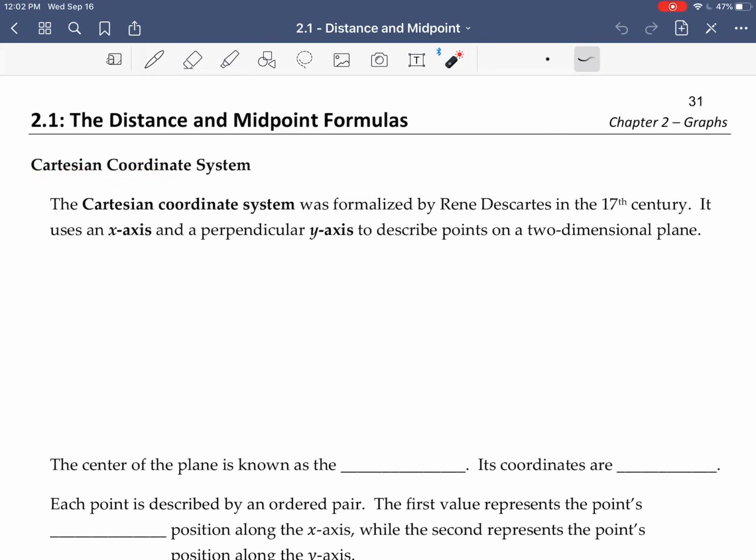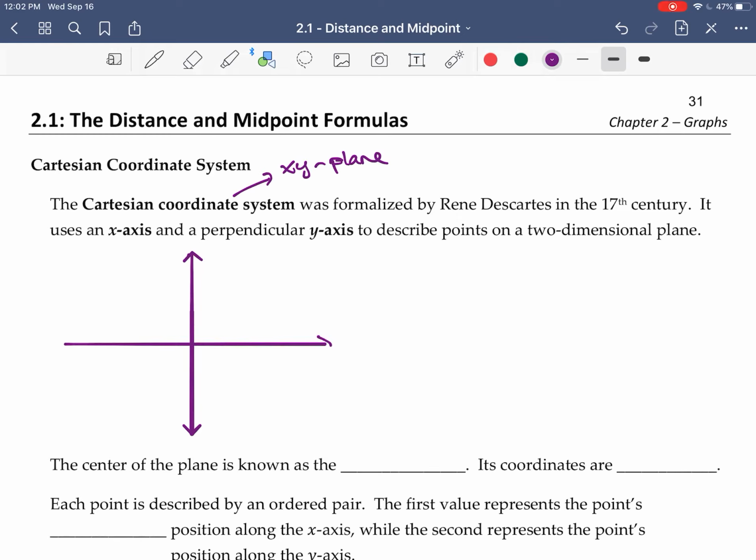So this was formalized by René Descartes in the 17th century. Now, you might not recognize this name, but all this is the XY plane. Something that you should be familiar with. So you have a y-axis that's vertical, and an x-axis that's horizontal. We have our x and our y, and they're perpendicular to each other.